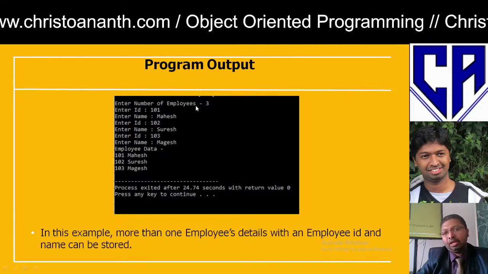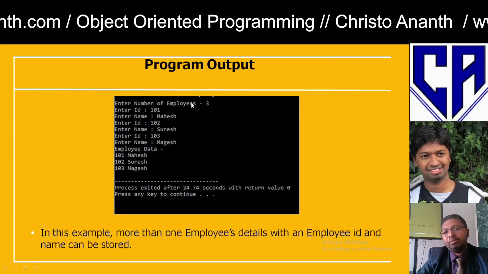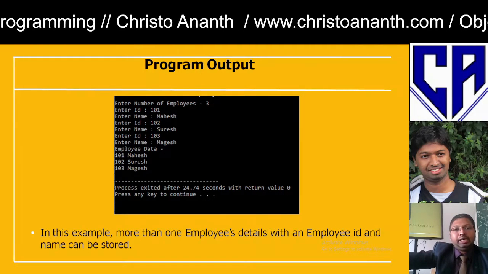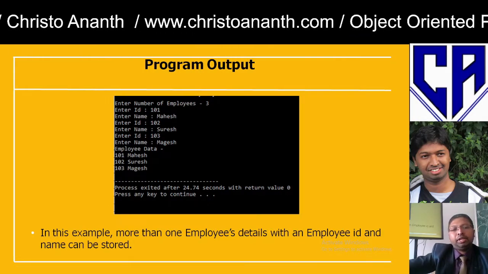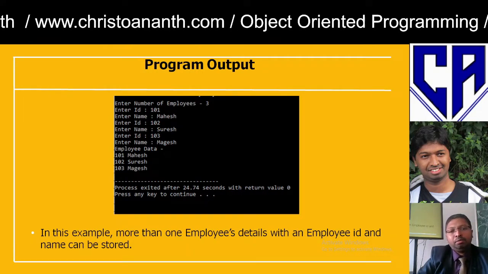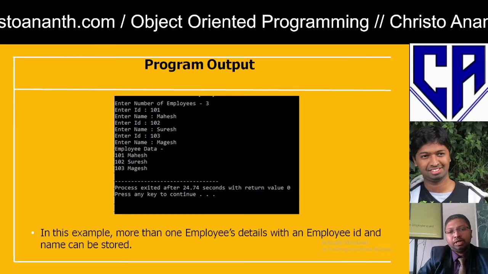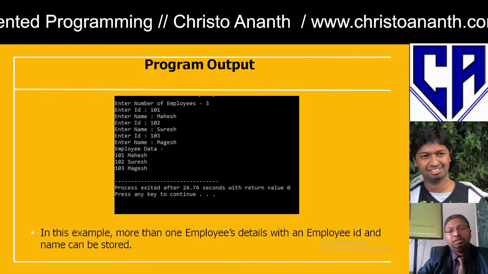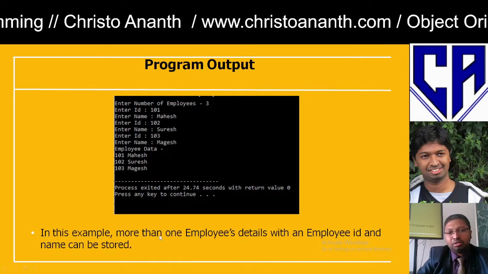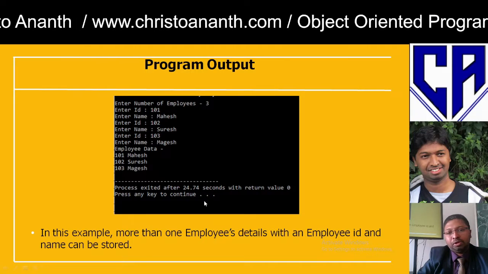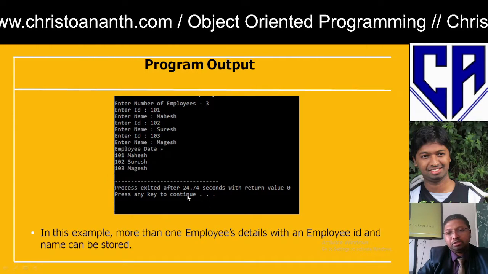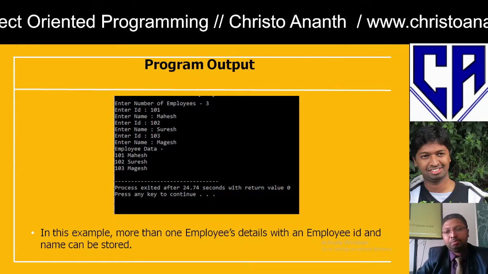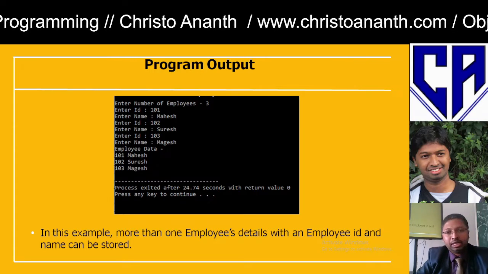So you have the output. On the output screen it shows enter the number of employees. For example, if we enter 5, then it will show enter id, enter name, five times, and then it will print the result: 101 Mahesh, 102, 103. Afterwards it shows process exited after 24.74 seconds with return value 0. Press any key to continue. So this is how you print the employee details with the employee ID as well as name.